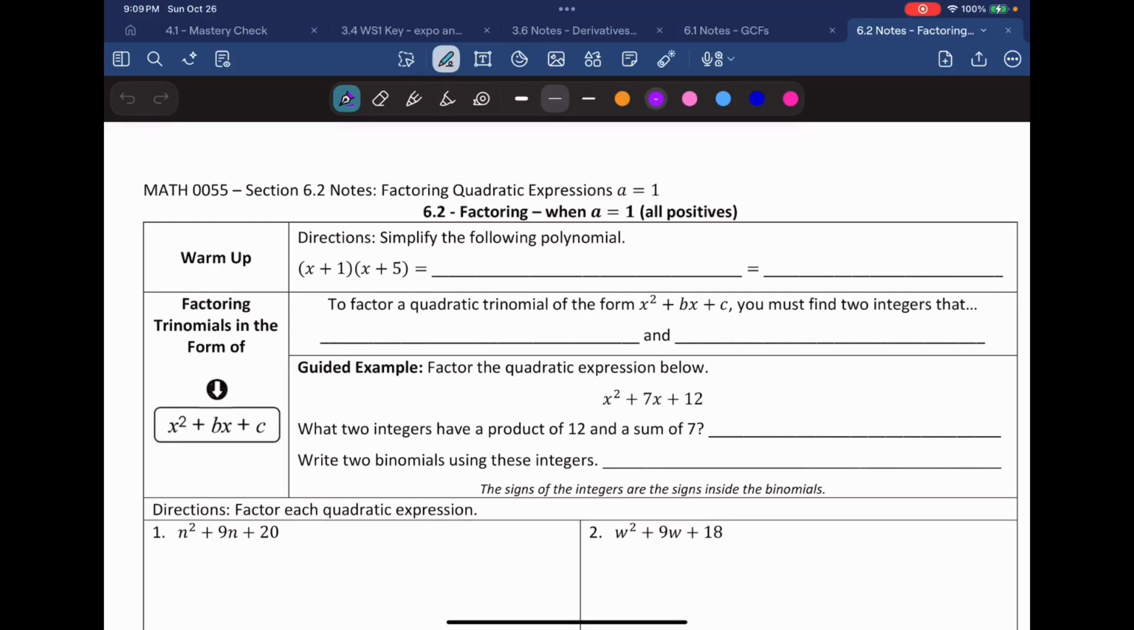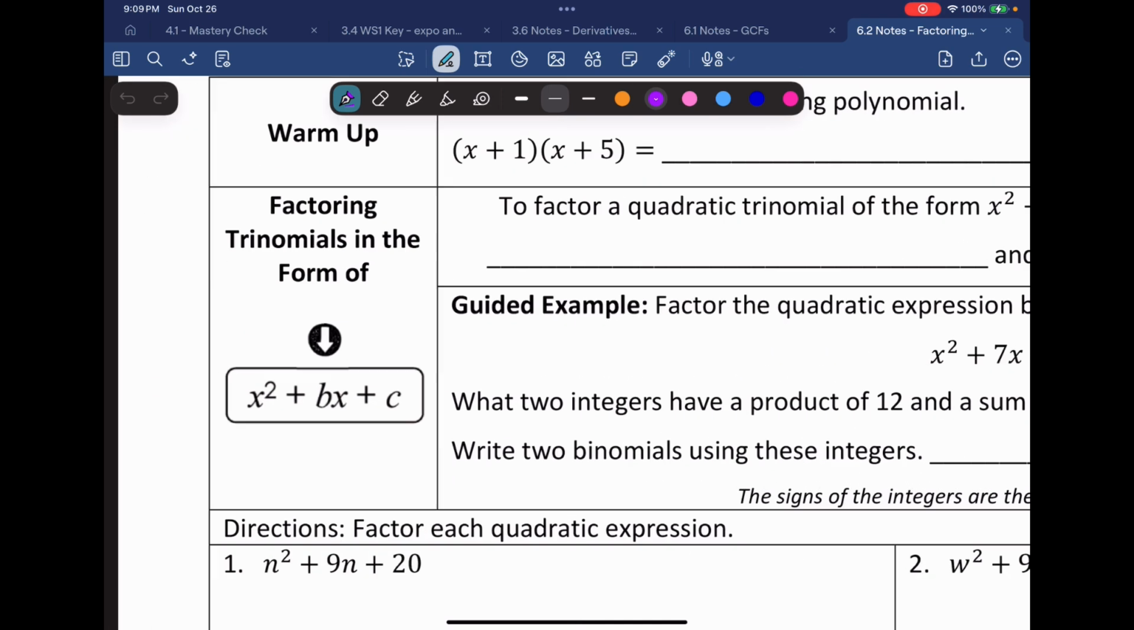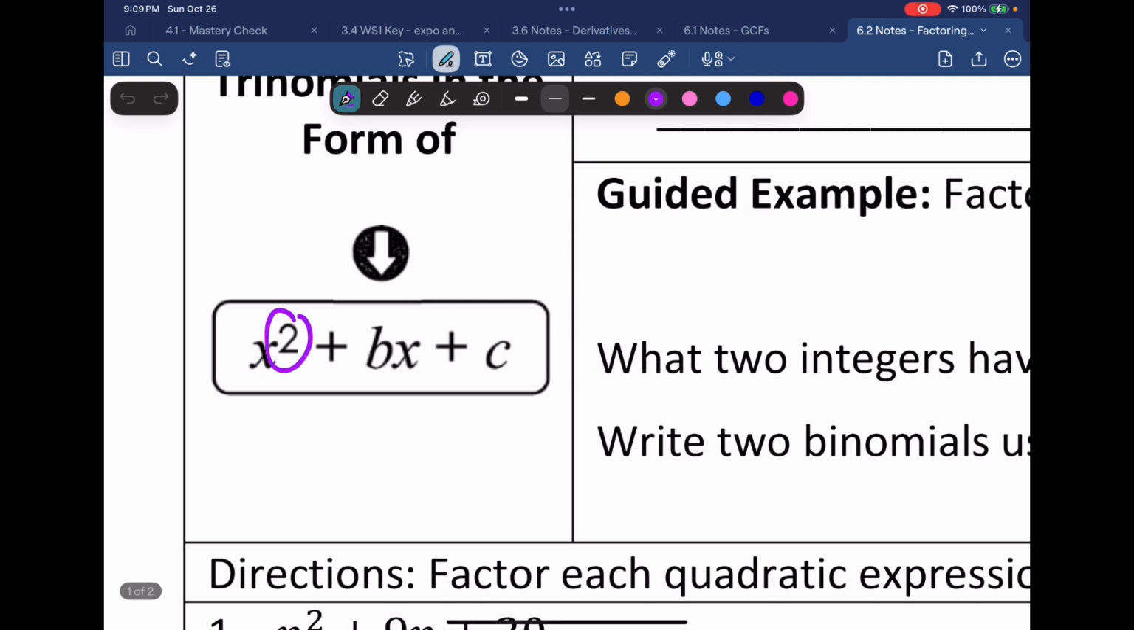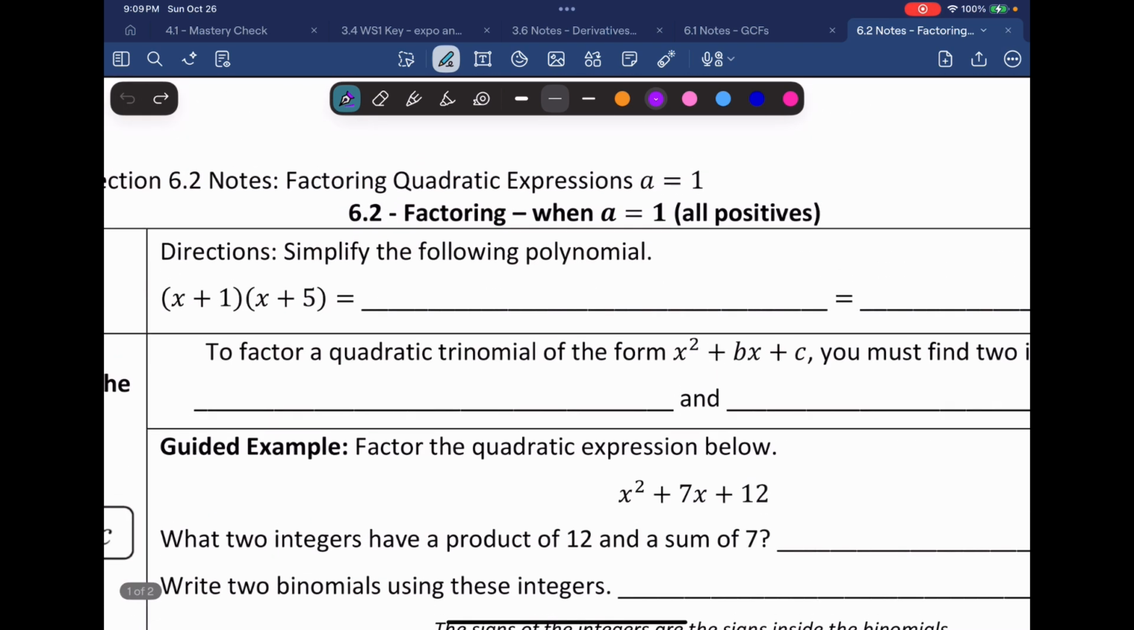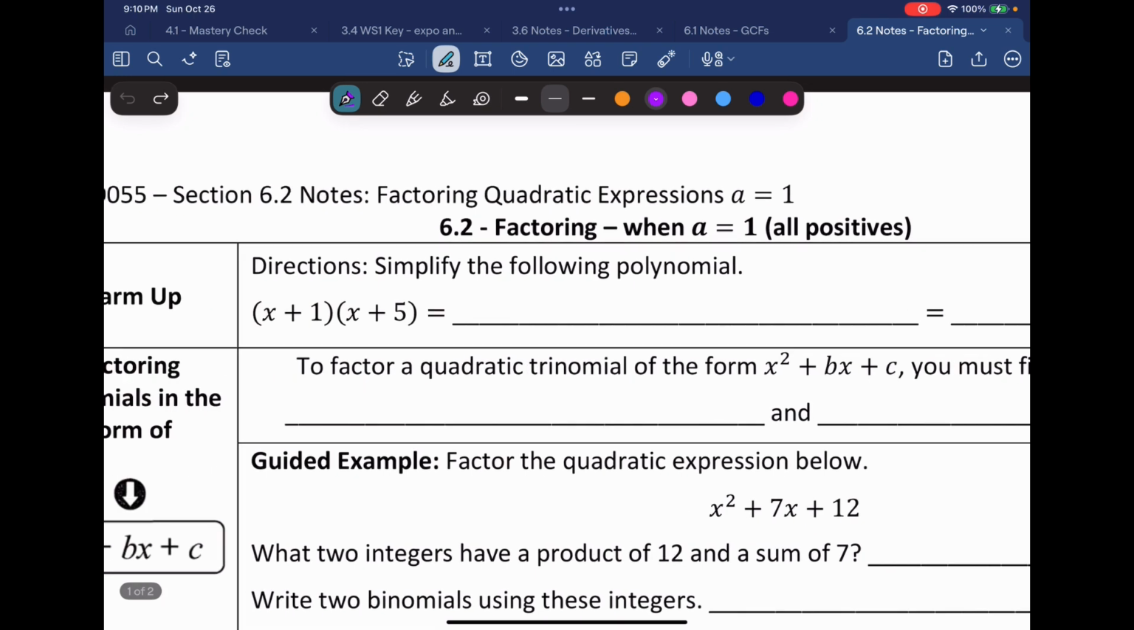All right, now this is the important part. Factoring quadratic expressions. So a quadratic expression is an expression where the highest exponent is a 2. All right, so let's refresh. Let's distribute.